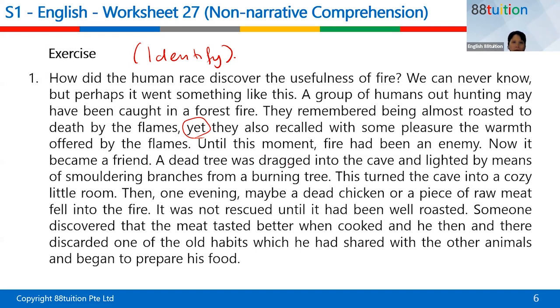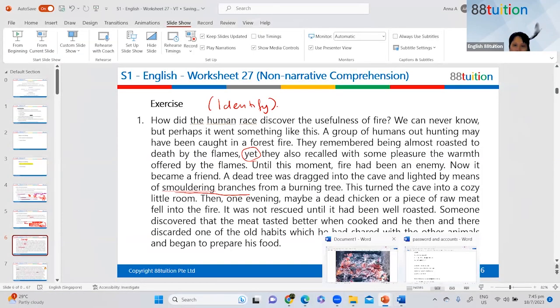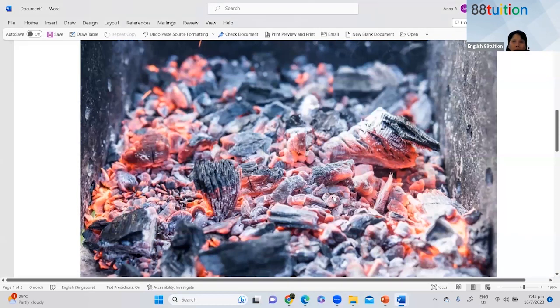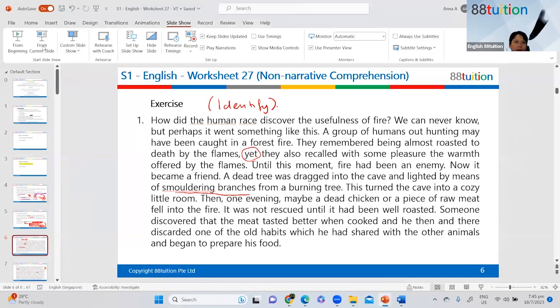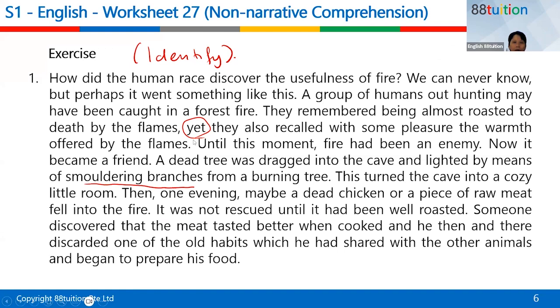A dead tree was dragged into the cave and lighted by means of smoldering branches from a burning tree. Now, smoldering branches are not branches that are full of fire. When you smolder something, let me get it out first. I show you, I keep first. Wait, smoldering would look like that. But this is smoldering coal. It's not smoldering branches. So smoldering branches probably have a little bit of fire. It's not total fire. This is just for your information. I go back. I will keep it bigger, then everybody can see. This turned the cave into a cozy little room.